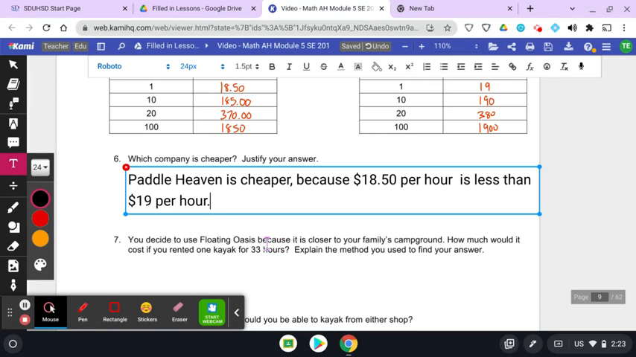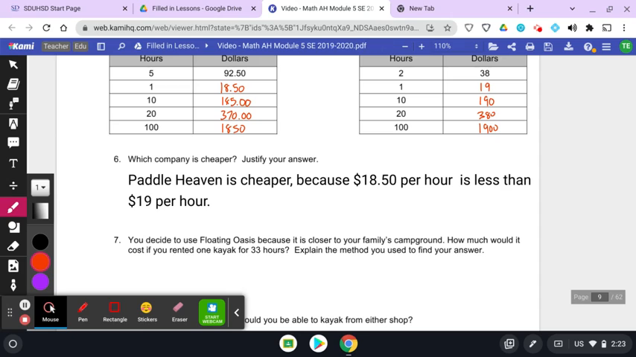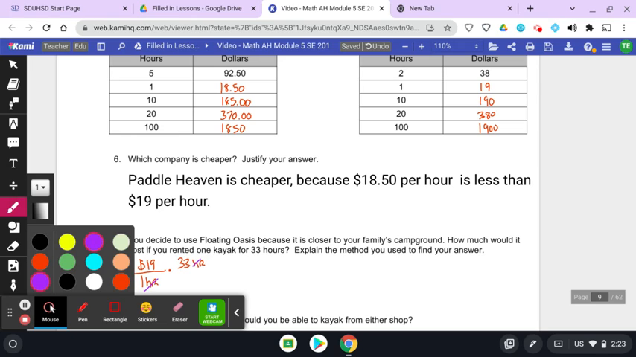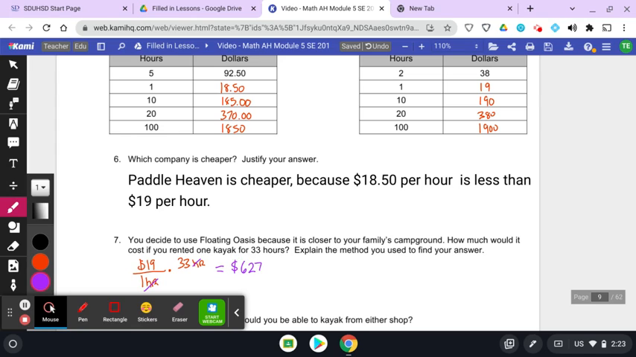We've decided to use Floating Oasis because it is closer to your family's campground. How much would it cost if you rented for 33 hours? Well, here's where we're going to use our unit rate, which we know is $19 per hour, and we're going to multiply that by 33. So we know that my standard rate is $19 for 1 hour, but I want it for 33 hours. So here, my hours cancel out. I'm down to dollars. 19 times 33 is 627. So it would cost $627. I multiply by the unit rate.